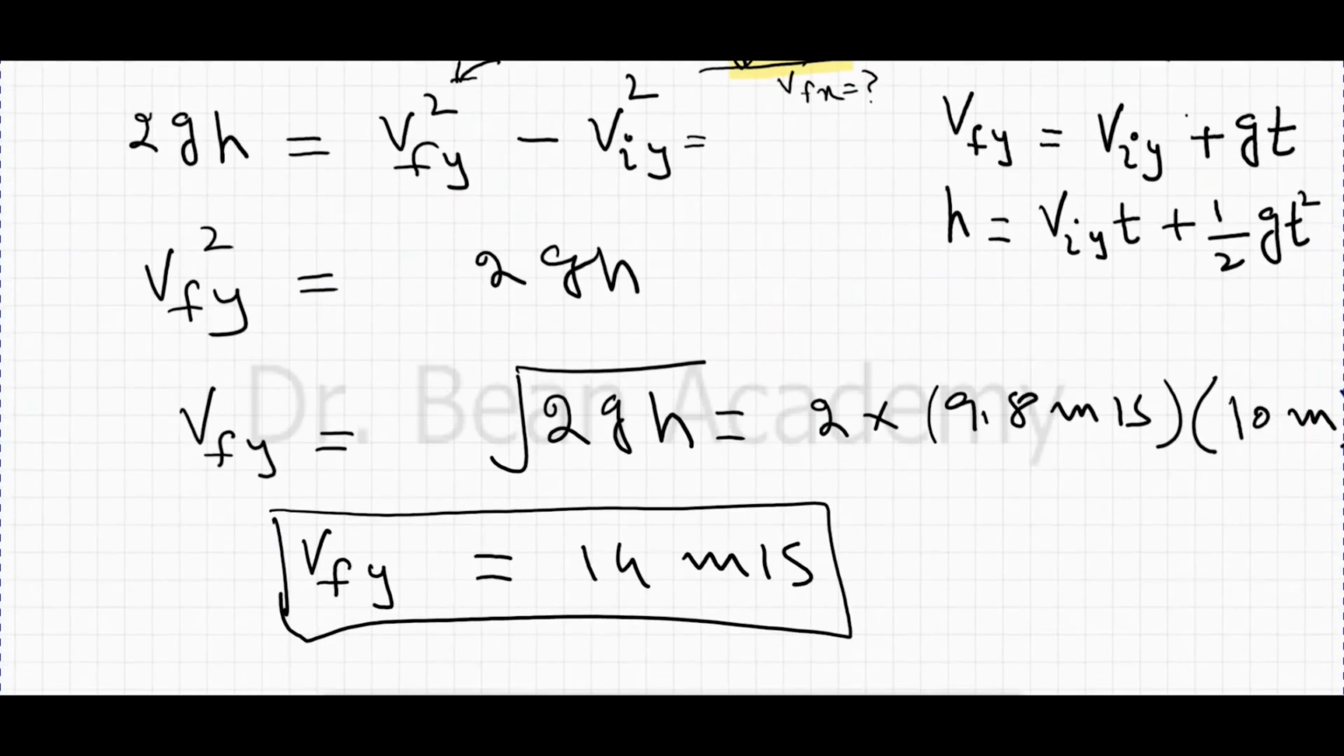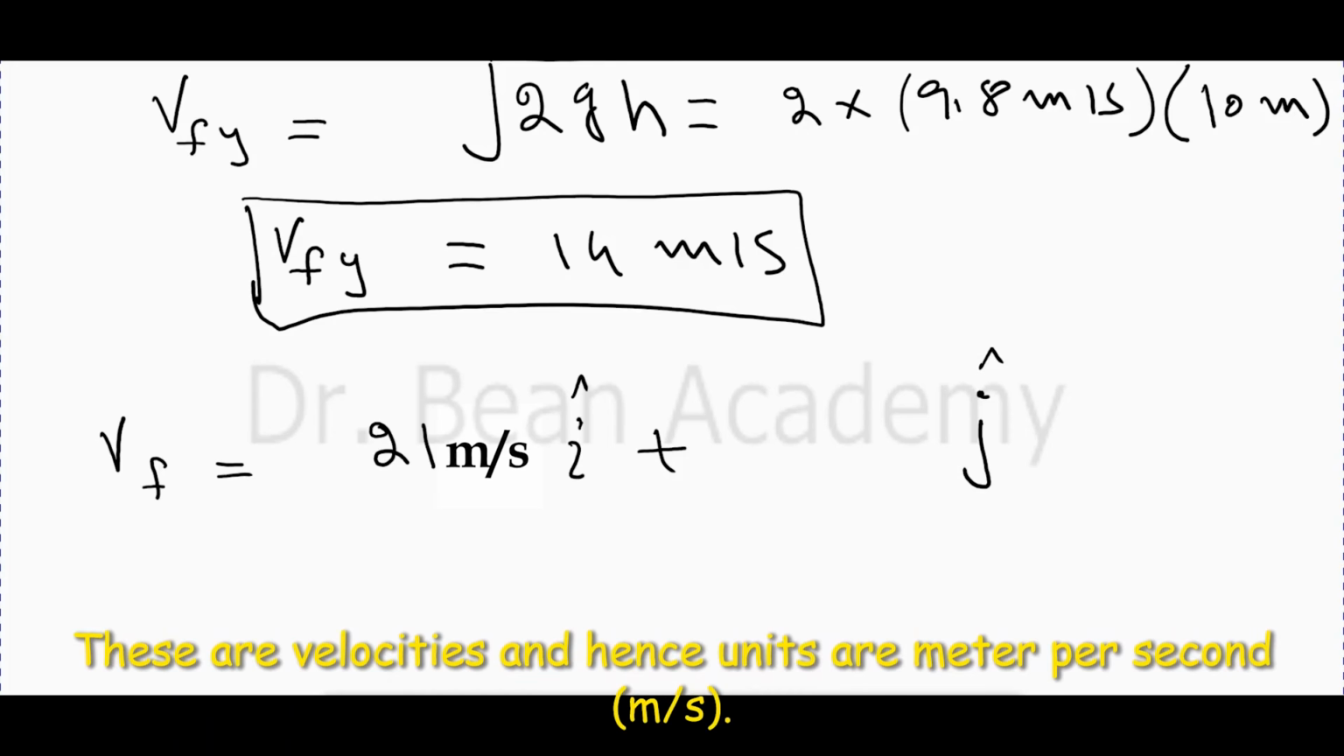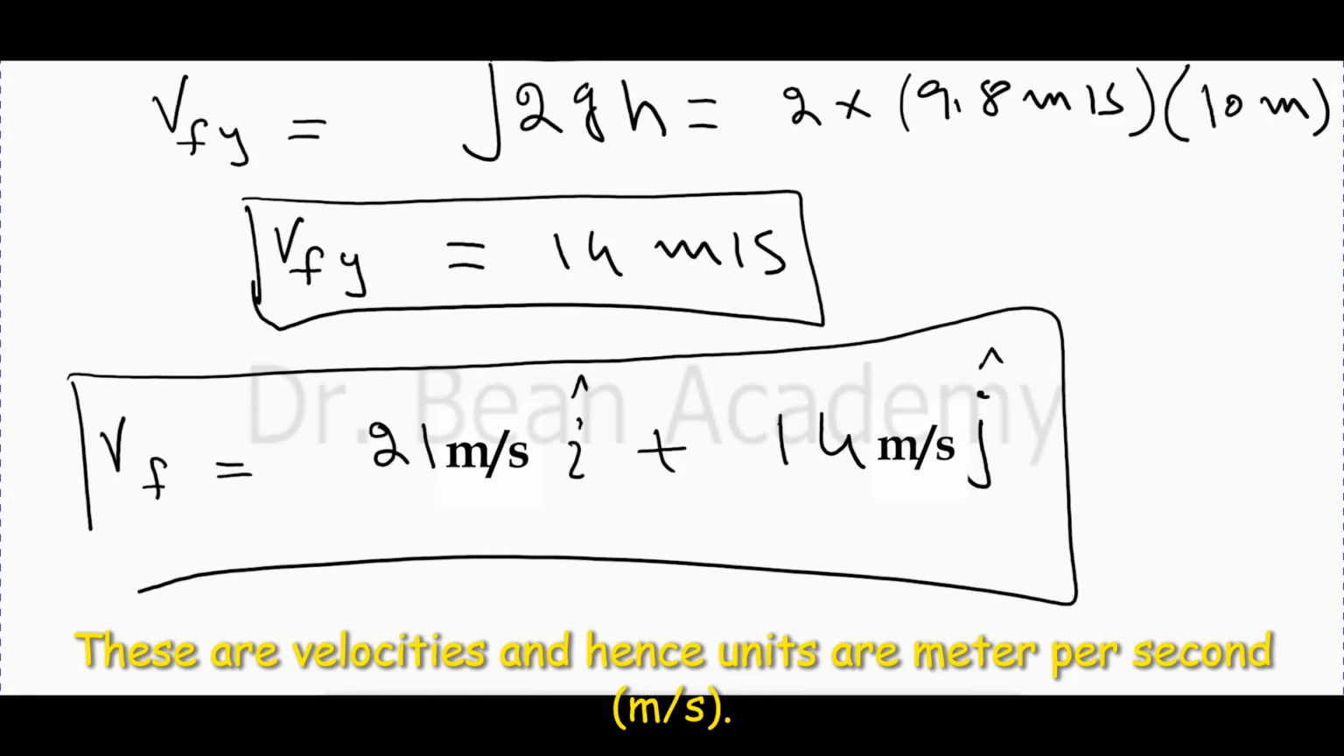So let's write the final velocity with which it will hit the ground. vf equals, if you know the vector notation, we need to write the i and j components. The horizontal component is 21 meter per second, and vf of y is 14 meter per second. So this is the final velocity with which it will hit the ground.